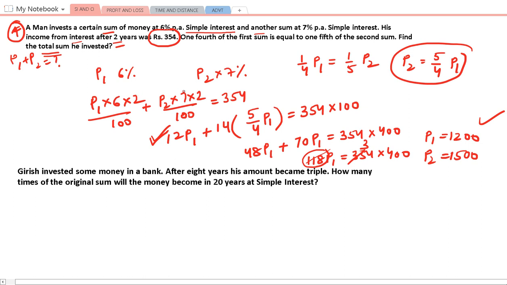No need to again write 6 into 2, 7 into 2. Save time. You can always write 6 into 2, 12 P1 plus 14 P2. P2 is how much? We can replace it like this. That is how to save time.